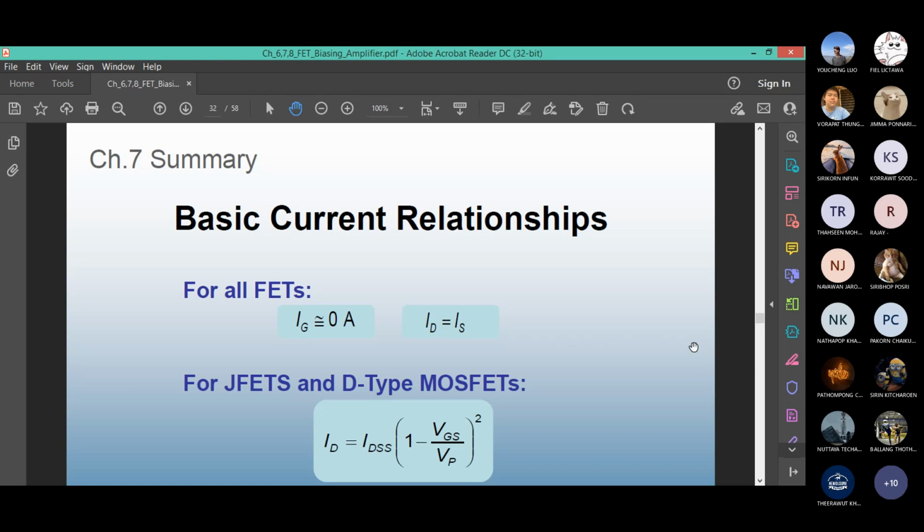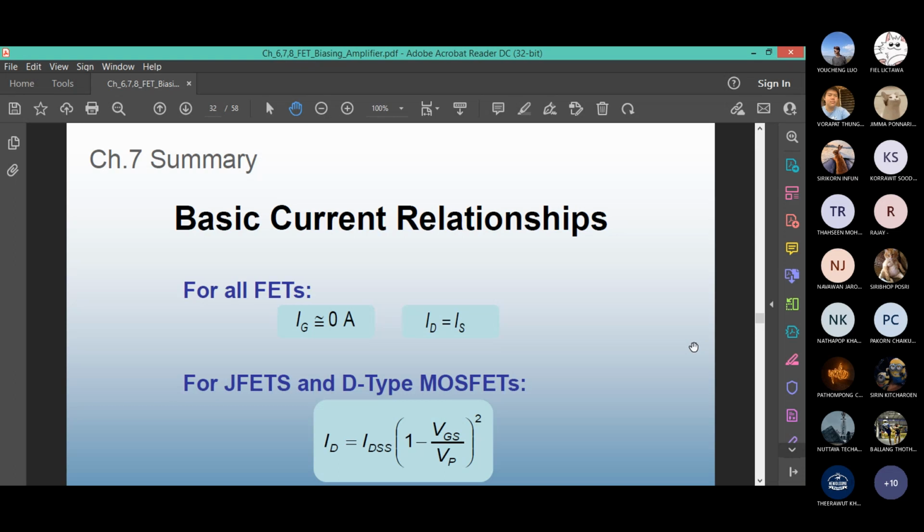The second approximation, ID equals IS. The drain current and the source current are pretty much the same. Why? If you remember how the JFET or any field effect transistor is constructed, there's a channel, and whatever is coming out of the drain or source going through the channel is the same current, so ID equals IS.